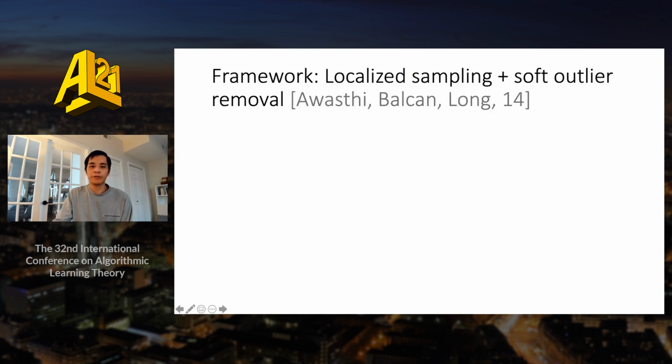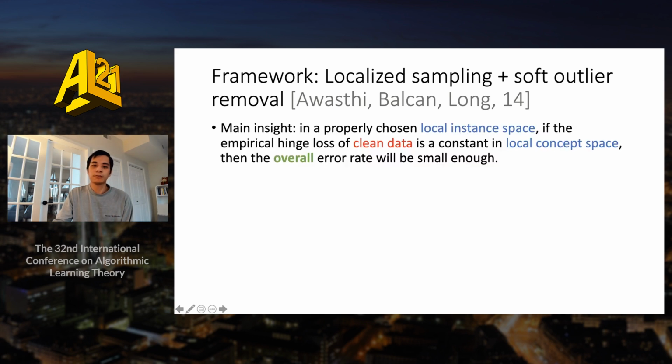This is our framework. We will use localized sampling plus soft outlier removal, which was proposed by Awasthi, Balcan, and Long. Here is the main insight. They basically show that if we choose a local instance space and a local concept space, and we are able to show that the empirical hinge loss of clean data is a constant in such a localized space, then the overall error rate will be very small. So we just need to approximate the hinge loss of the clean data in the localized region.